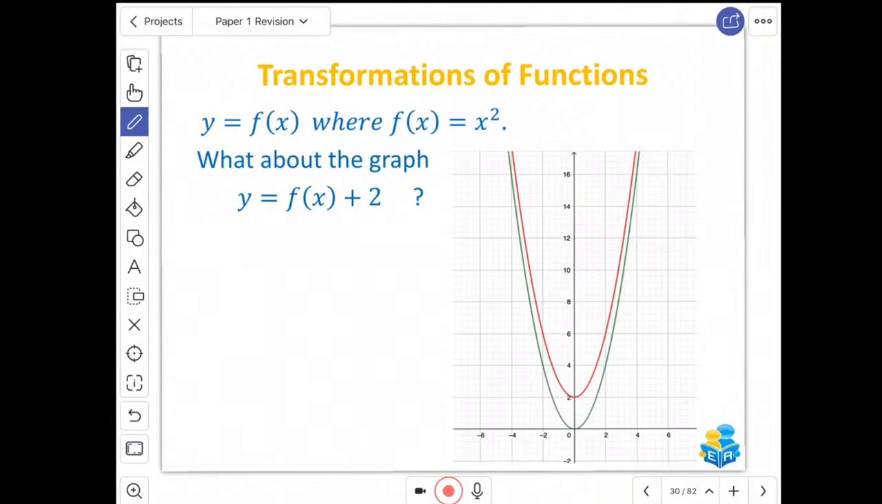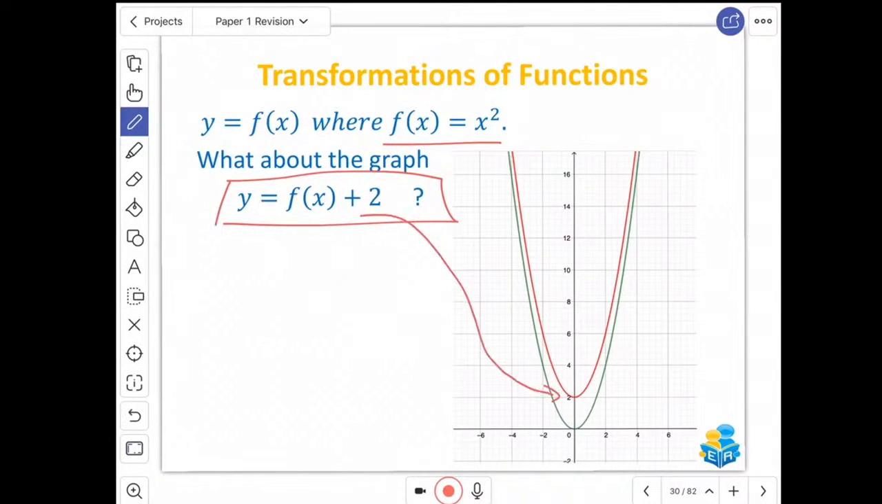So instead of teaching it as, oh, this is what happens to quadratics and this is what happens to cubics and exponentials, we learn it as a general rule that will work for all transformations of functions. In this first example, you can see we have f(x), which is x squared. And we're being asked about this graph, the graph in red. What we can notice is that the graph has moved 2 up.